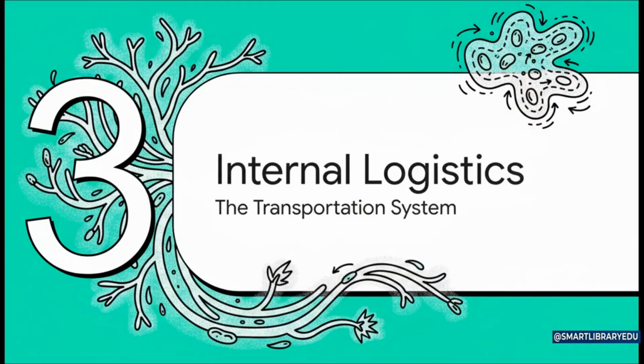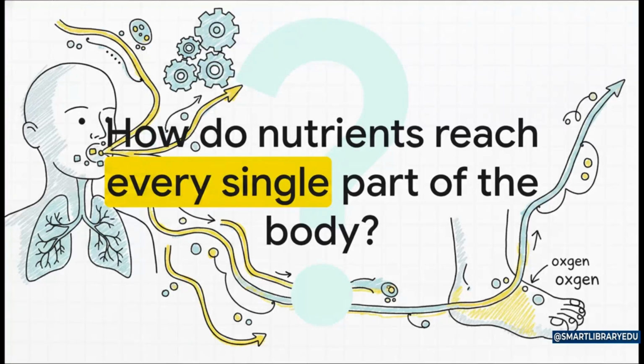Okay, so we've made our energy. Awesome. But now we're facing a massive logistics problem. If you're made of trillions of cells, how do you get that energy to every single one of them? I mean, it's a huge challenge, right? You eat with your mouth, you breathe with your lungs, but the cells way down in your big toe need fuel and oxygen too. So how does it get there?